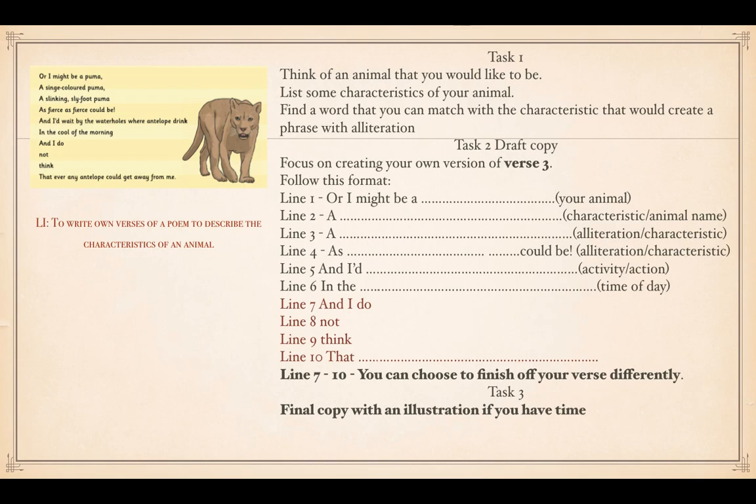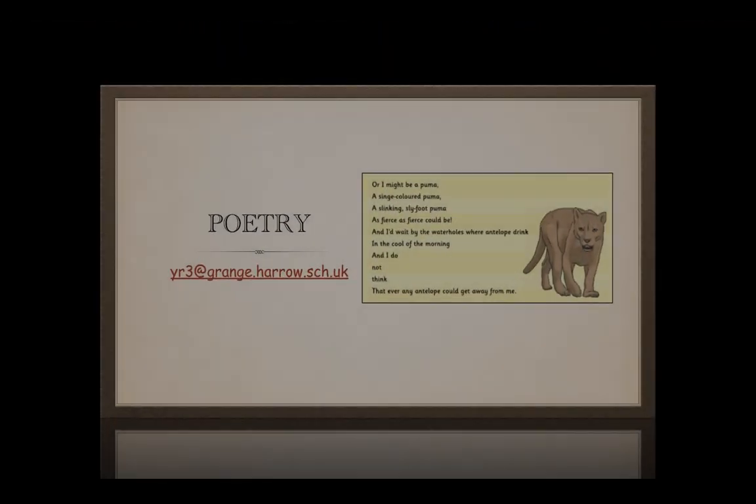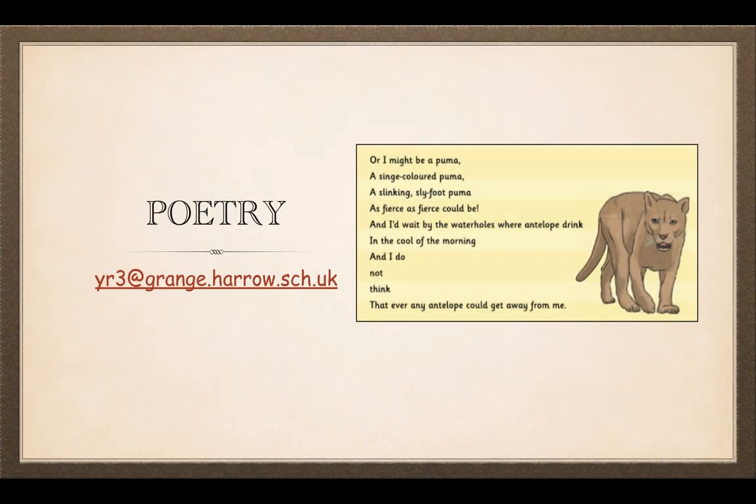So task 3, if you have time, make a final copy with an illustration. And then you're done.